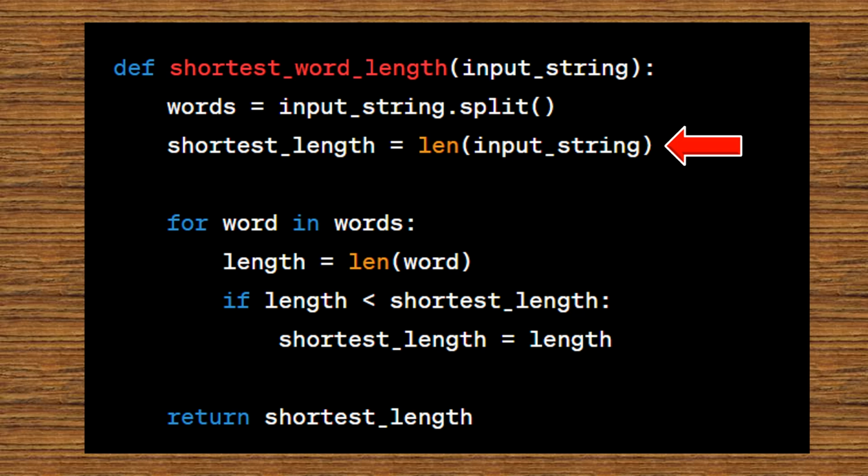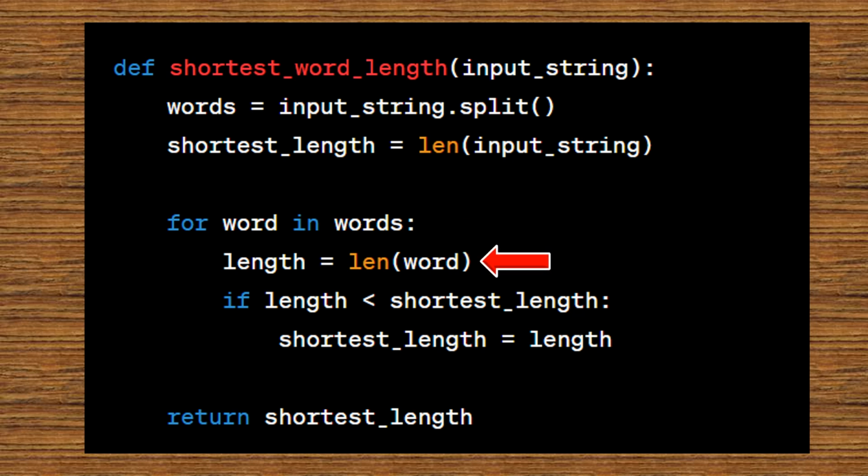Next, we initialize a variable called shortest_length with the length of the entire input string using the len function. This ensures that we have a starting point for comparison. Using a for loop, we go through each word in the words list. This allows us to examine each word individually.